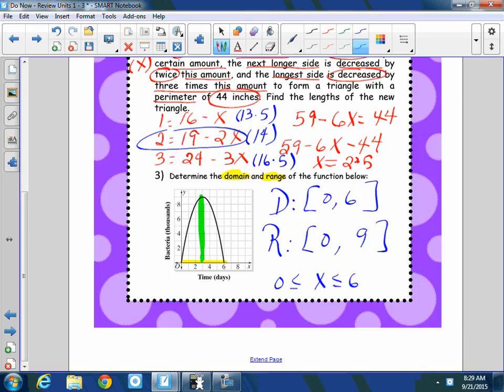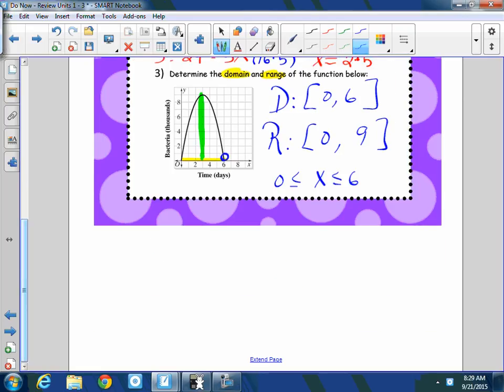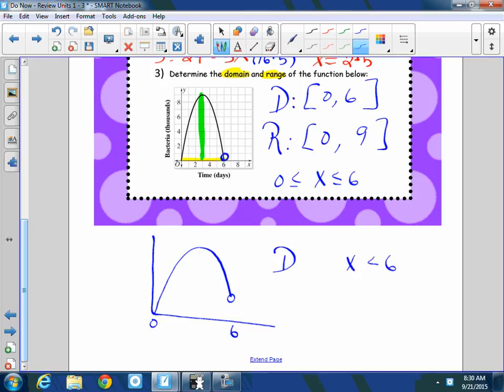What would happen if they were open? That's a good question. Did you have something like this from the quiz, and a lot of people got it wrong? What's the domain there? 0 to 6, but does it include 6? No, it does not because it's not a closed circle, right? If it's not a closed circle, the brackets are not there, it's parentheses. If it doesn't include that number, it is not included. So the domain would be x less than 6, greater than or equal to 0.